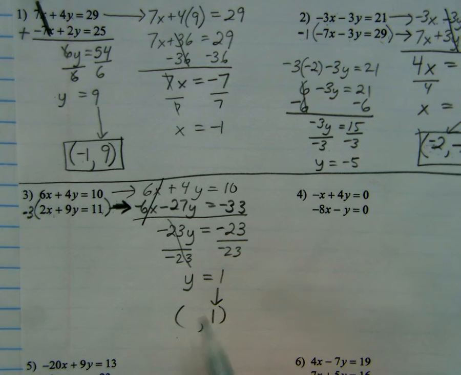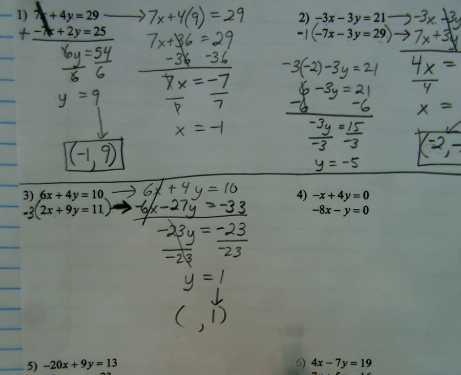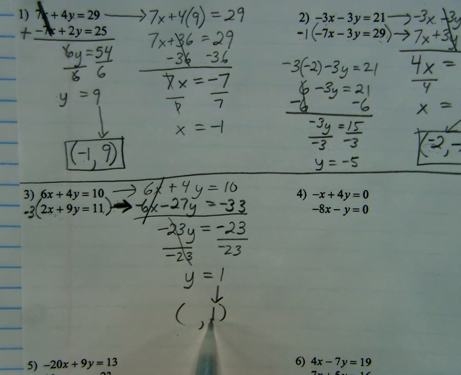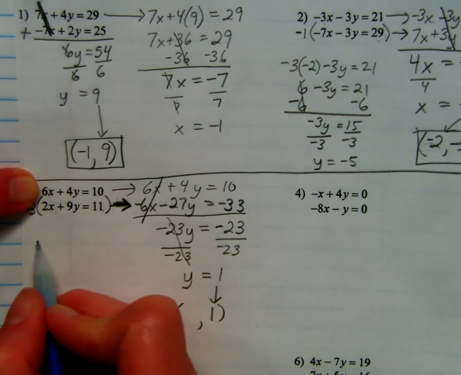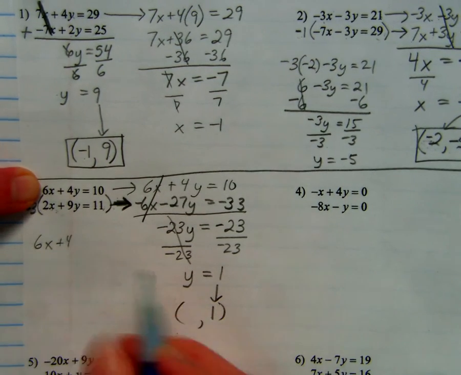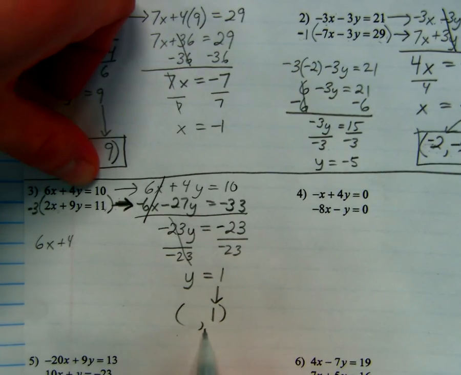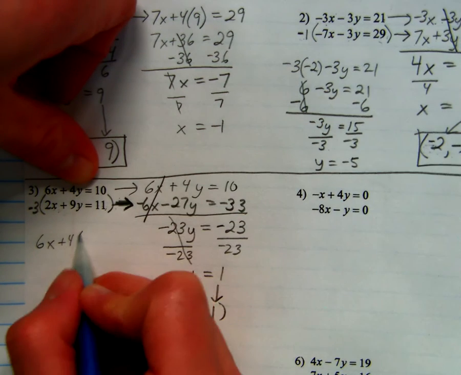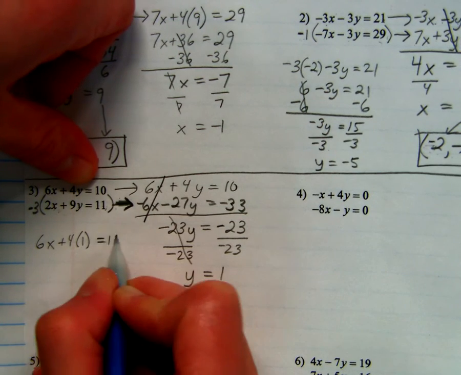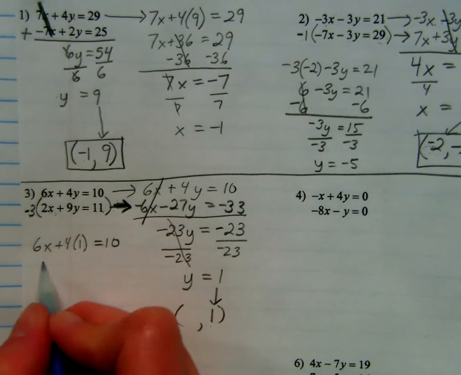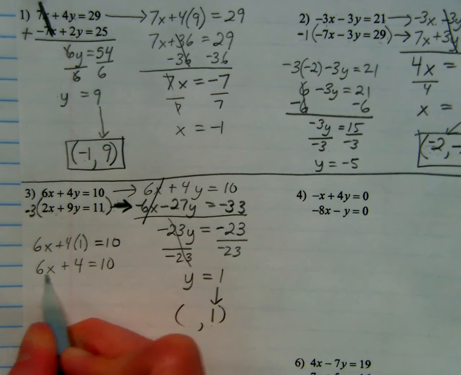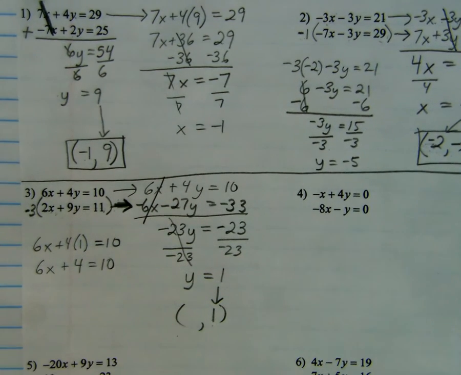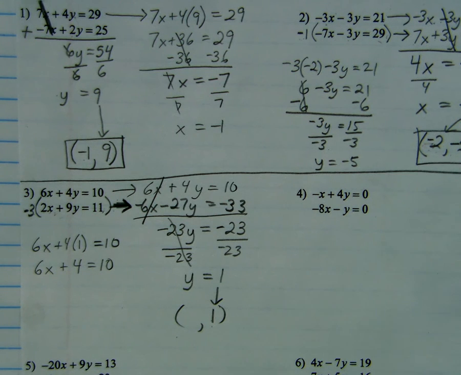So we can use either of these equations. Which one do you want to put the 1 into? The first one? Okay, we can just do that. So we have 6x plus 4, and when we get to the y, we're going to put in 1, because we just found out y is 1, and then equals 10. So 4 times 1 is pretty easy, so that'll just be 4. So 6x plus 4 equals 10. And then we solve to figure out what the x is.